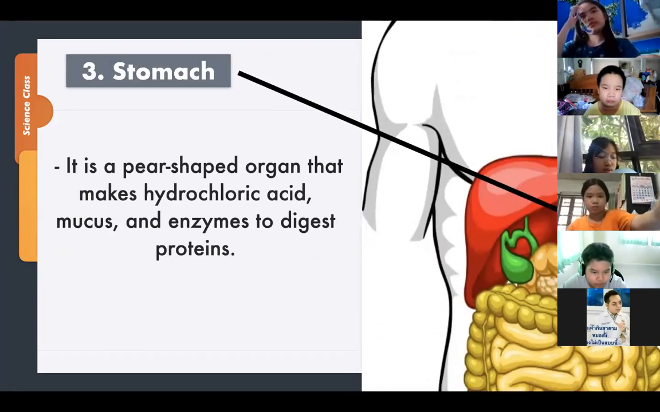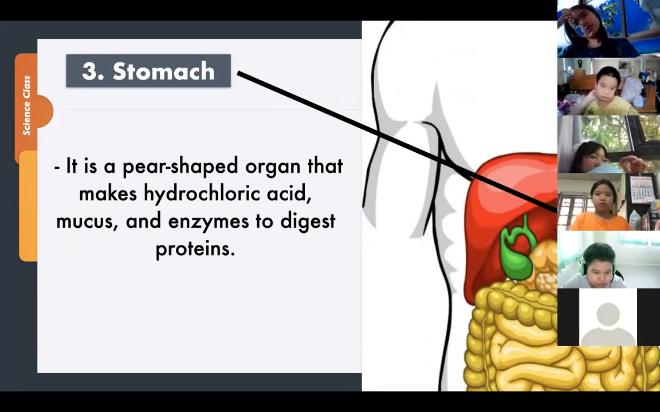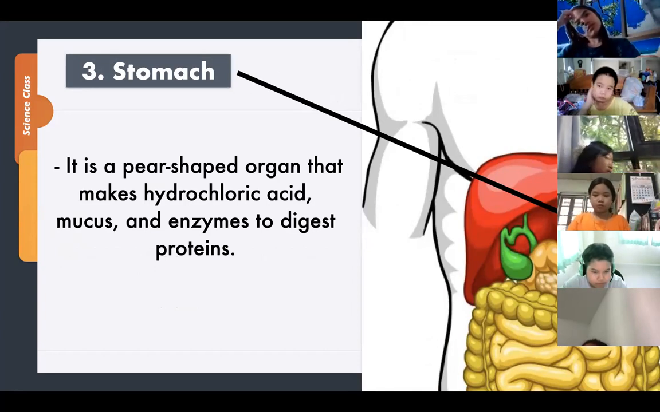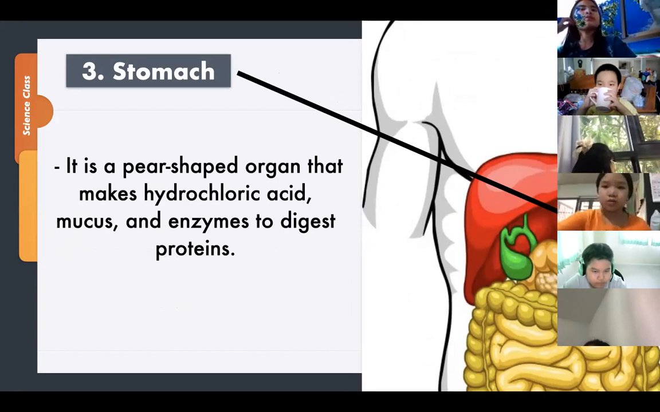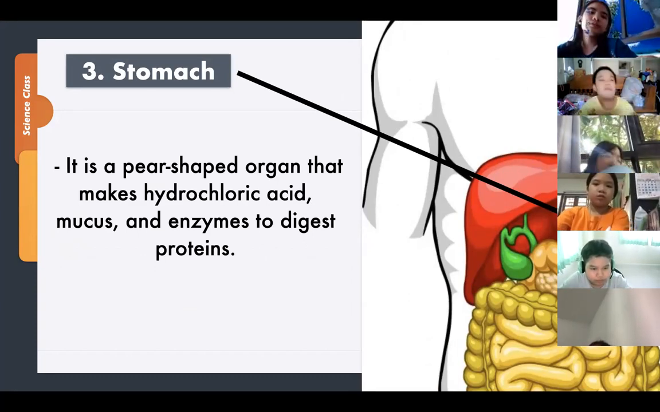Next, we have the number three process, the stomach. The stomach is a pear-shaped organ that makes hydrochloric acid. So inside the stomach, there is hydrochloric acid, mucus, and enzymes to digest protein. So if you eat a lot of protein, the work of the stomach is very busy.